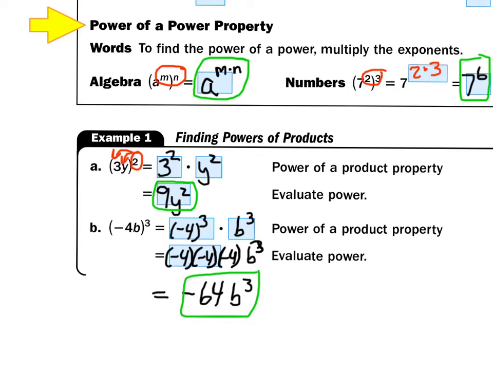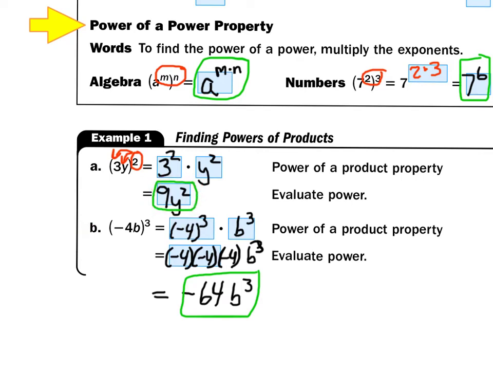Okay, take a look at example 1. So I have letter A. In parentheses, I have 3y to the second power. So I use my red and I circle the power of 2 and I draw two rainbows. So that's 3 to the second times y to the second. Well, 3 to the second power is just 9, and I bring down the y to the second. So it's 9y to the second power.